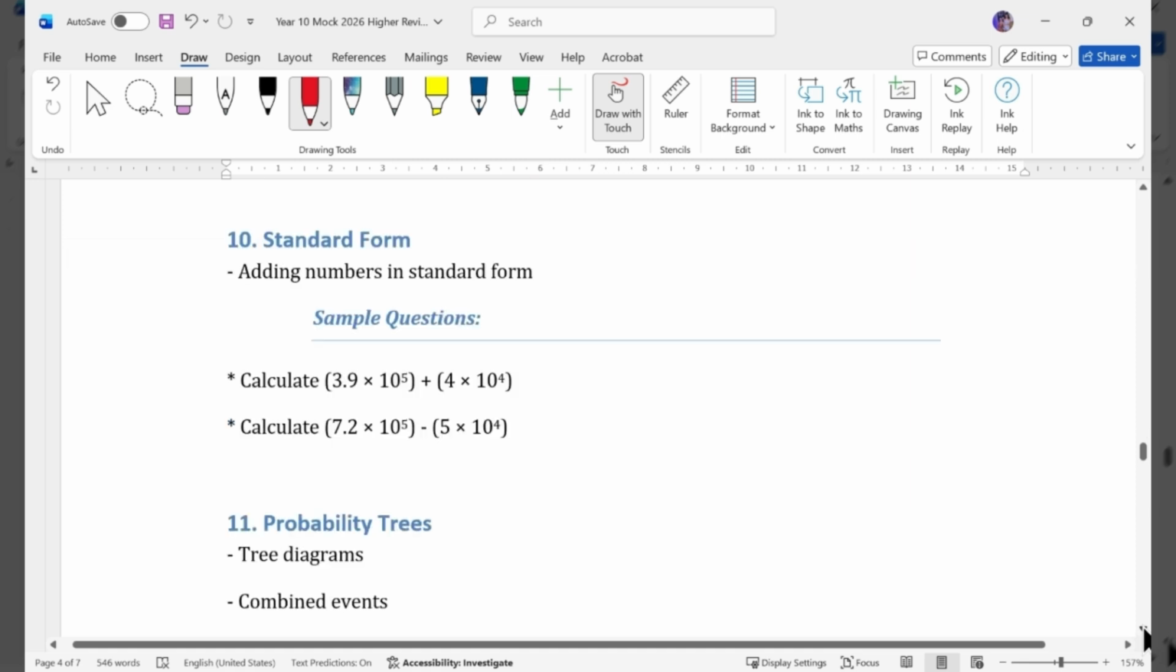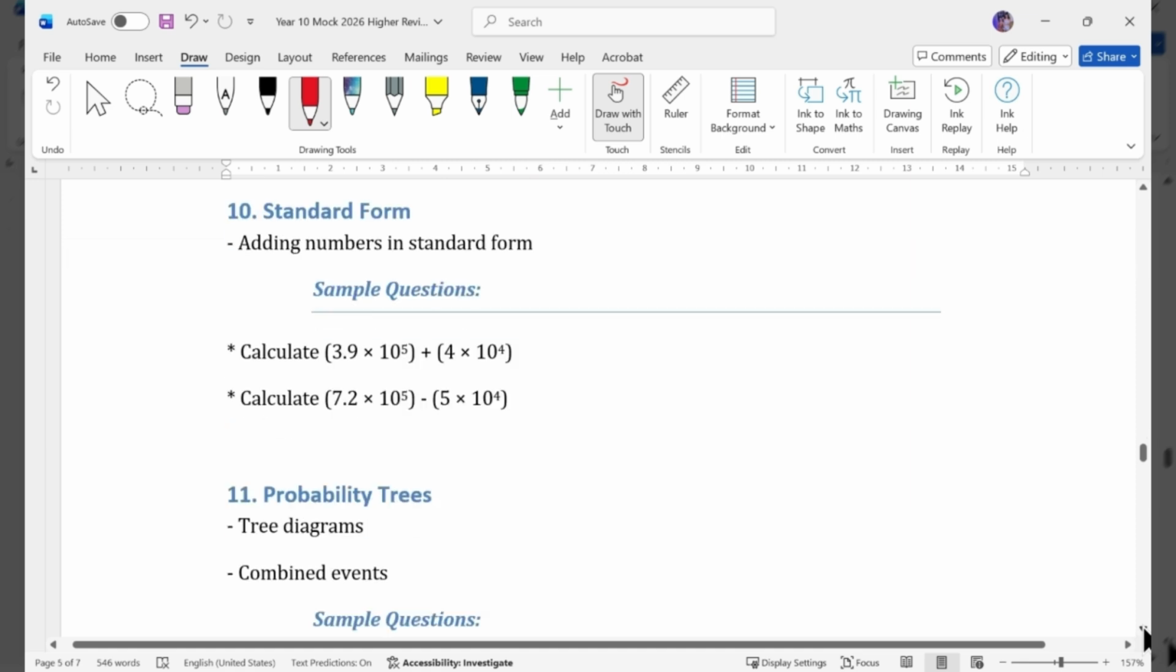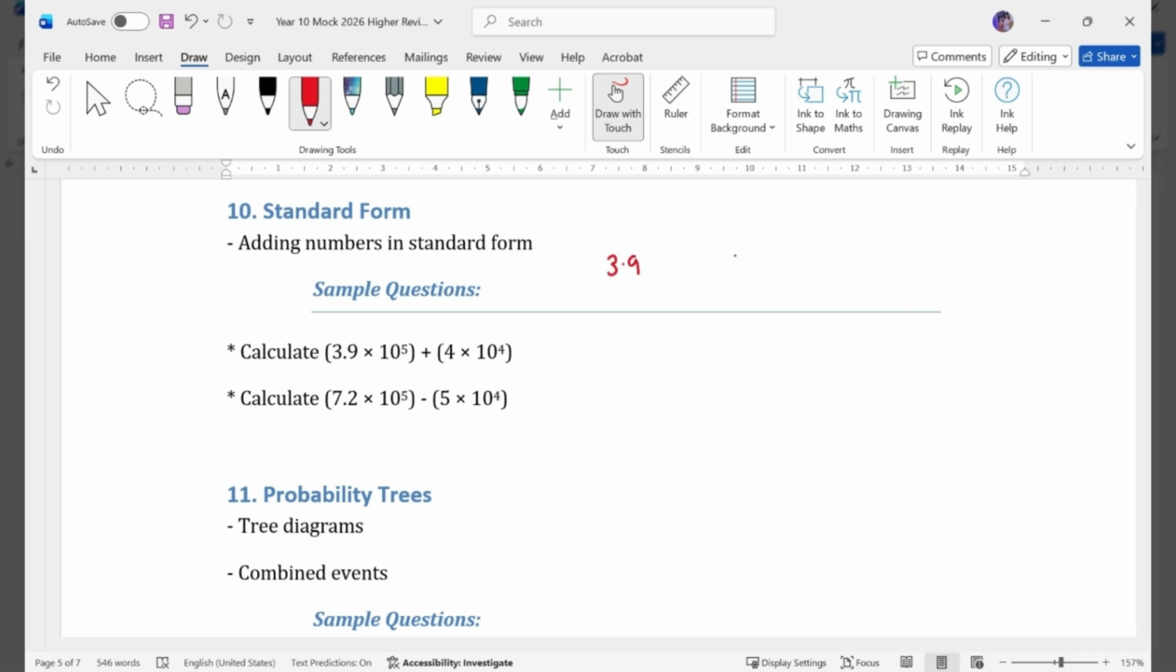Standard form. Change these to numbers, lovely people. Okay, so the first one, 3.9 times 10 to the power 5. 3.9 times 10 is 39. But I've got to times it by 10 5 times. Times 10 again is 390, and so on. And you can see, right? So we've got 3.9 times 10 is 39. Times 10, second time. Third time. Fourth time. Fifth time.